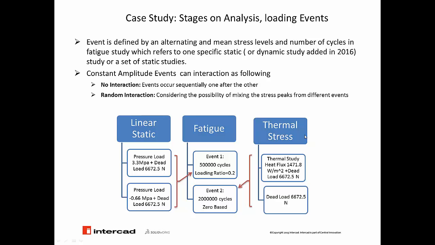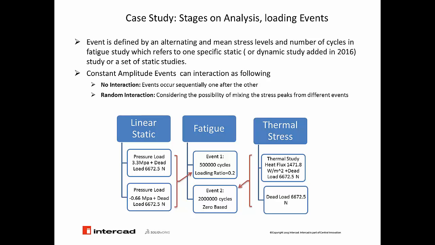Okay. Before I open up the model for you guys, one thing I have to mention here. When you have multiple events, you have the option to say how these events are interacting. The first option is no interaction. Simply, all events are sequentially happening after each other. That is one option, and you will get a different result.